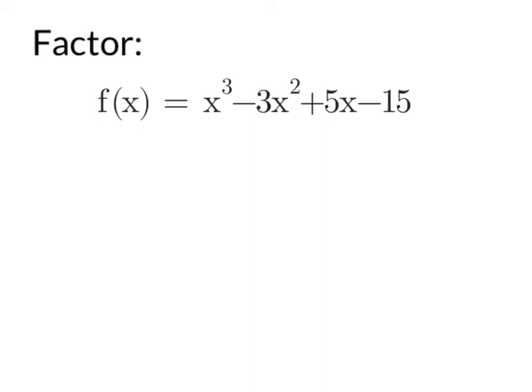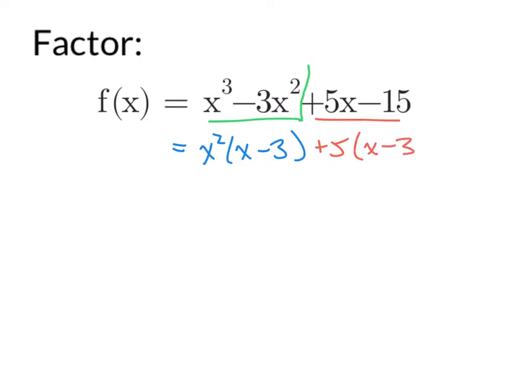And so when we look at f of x is equal to x cubed minus 3x squared plus 5x minus 15, we can group this polynomial into two separate groups. In the first one, we've got x cubed minus 3x squared. And out of that part, I'm going to just factor out an x squared, and I'll be left with x minus 3. Then, for the second part, where we have plus 5x minus 15, the common factor is that positive 5. And when I factor that out, I'm left with x minus 3.